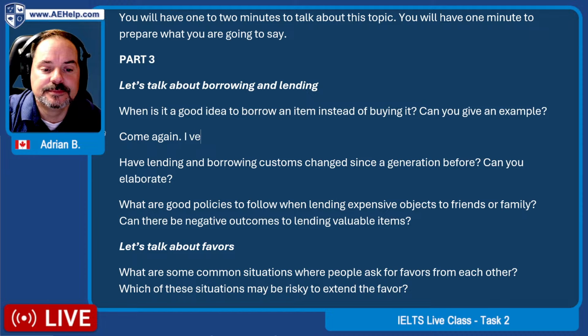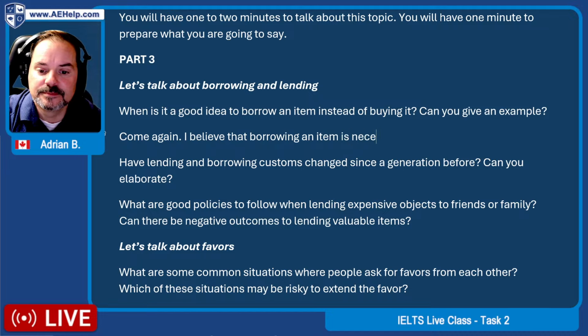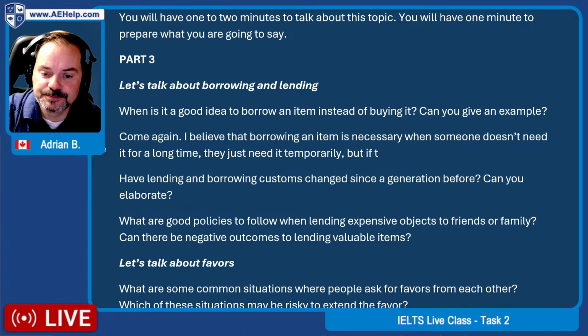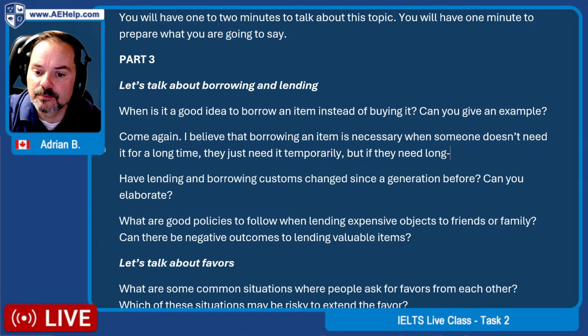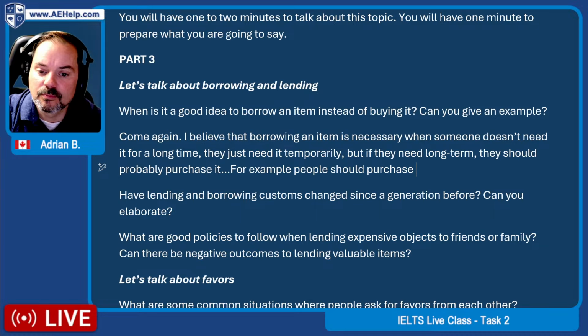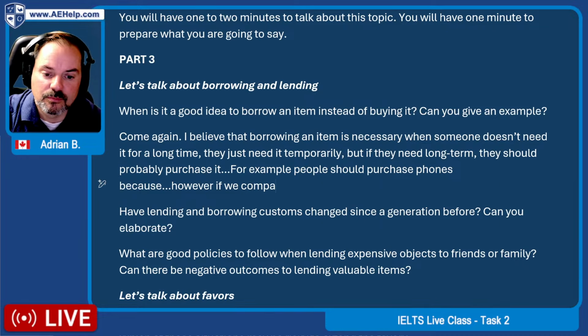I believe that borrowing an item is necessary when someone really doesn't need it for a long time. They just need it temporarily. Whereas if they are thinking long term, they should probably purchase it. Can you give me an example? For example, people need to purchase phones because they are going to stick with them for the rest of their lives. However, if we compare that to something like maybe a pressure cooker, maybe we can borrow it from our neighbors. We don't have to necessarily buy it.